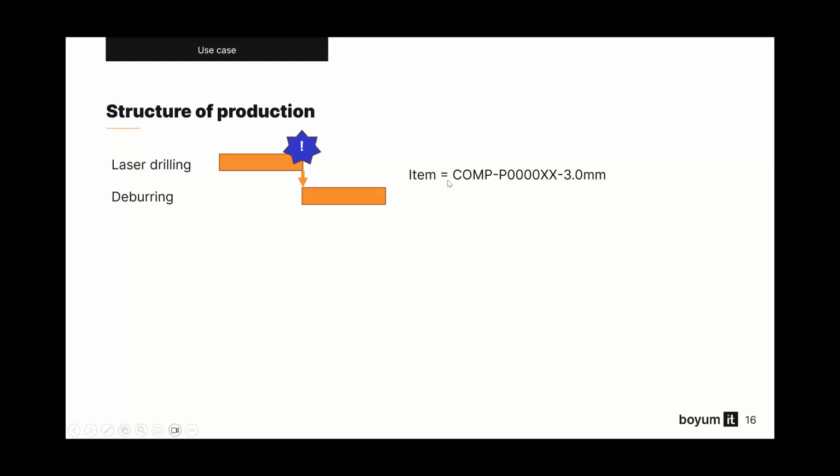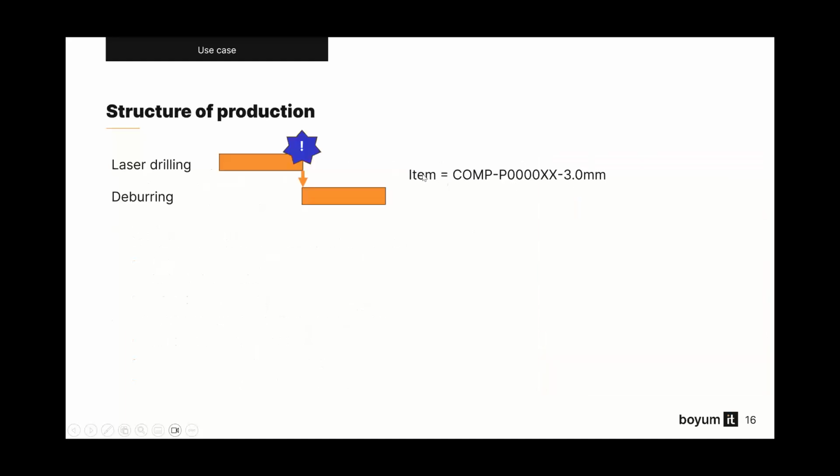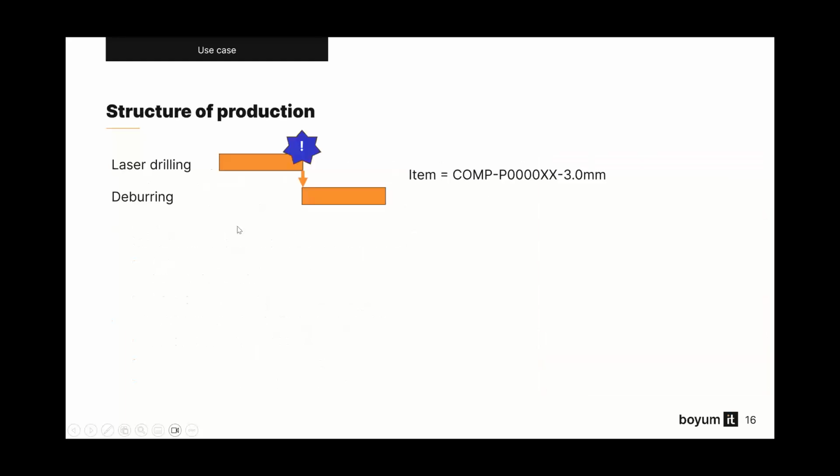The item that is produced here is in my system called component P, couple of zeros, a number, and then, and I will tell you later on why I have this, then there's a minus, and then I have the diameter information from here. So I have in the item description, in the item name, a reference to the item attribute that drives the setup time.